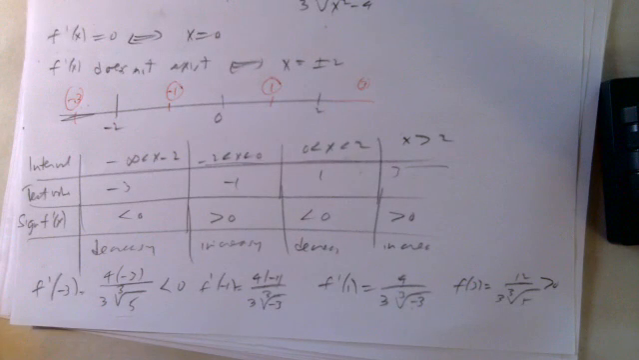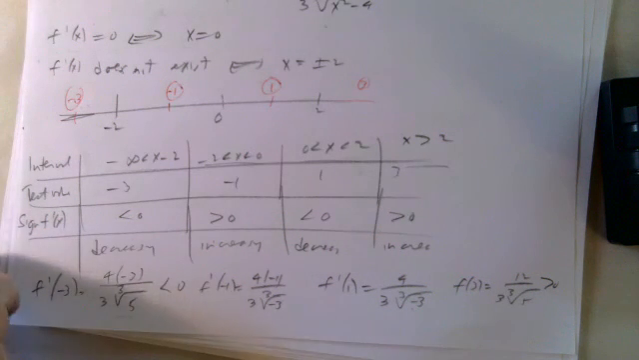Any questions about this? You mean we have 2 max and 2 min here? No, no, no. There's no maximum. I haven't discussed maximum or minimum at all. I'm only discussing where the function is increasing and decreasing. The problem asks for the intervals where the function is increasing and decreasing.